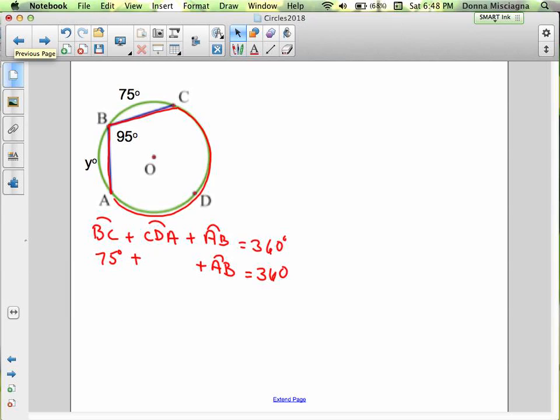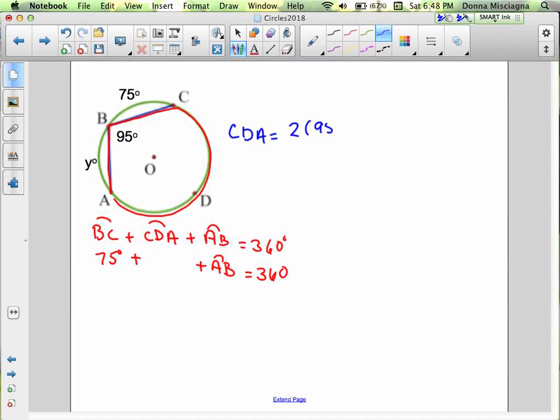By the way, if you need more space, you can always add a piece of paper. I can always put it into your book for you. So we know how to find the measure of arc CDA. We're looking for the arc given the angle, and we know the arc is 2 times the inscribed angle. So since the measure of angle ABC is 95 degrees, the measure of arc CDA is twice that, and that means arc CDA is 190 degrees.